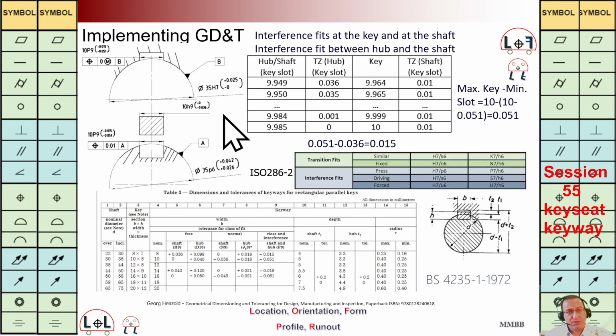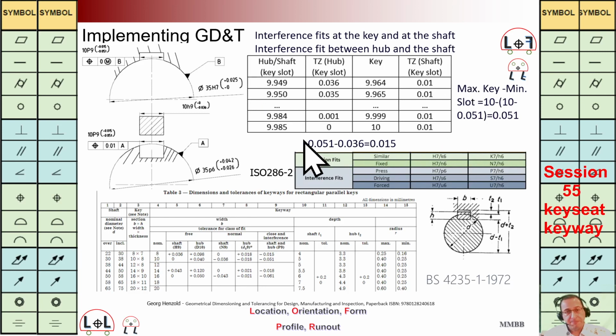What should be the tolerance zone for this positioning here? 0 MMC can be one solution. We need to make this table, and we need to calculate, and we need to think about this issue. Let's see for this situation, what is the maximum difference between key and the minimum distance of the slot here. Let's calculate. Here the maximum width of the key is 10. The minimum size of the slot is 10 minus 0.051. The difference of these two values is 0.051.